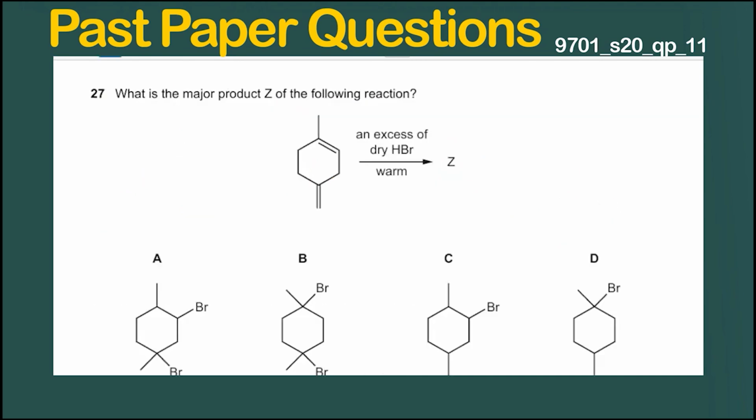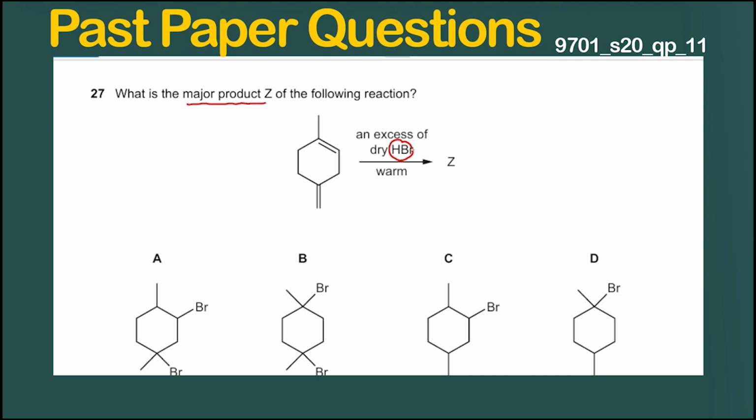Question number 27. What is the major product Z of the following reaction? You can see this compound and it is reacting with excess HBr. And we have to draw the major product. Beta, what is the major product? The product that is formed after following Markovnikov's principle. So what is Markovnikov's principle?